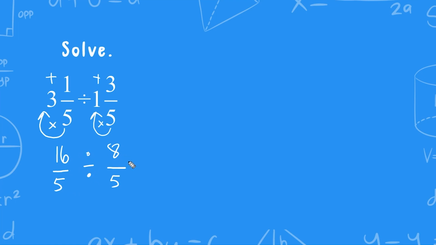Now we should notice that in this problem, our denominators are the same. And whenever you're dividing fractions with the same denominators, really all you have to do is divide the numerators together. We could just do 16 divided by 8, which is equal to 2.